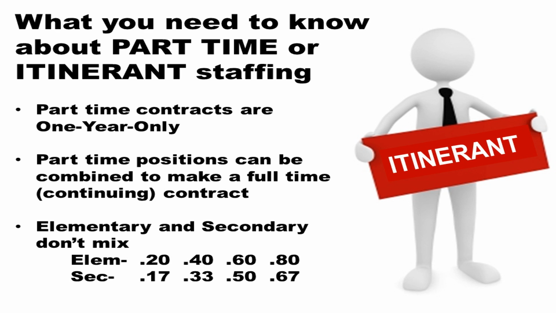So if you teach 2 classes, that'd be a 0.33, or if you teach 3 classes, you'd have a 50% contract. 4 classes is a 0.67. So you can see that those don't match up very well.